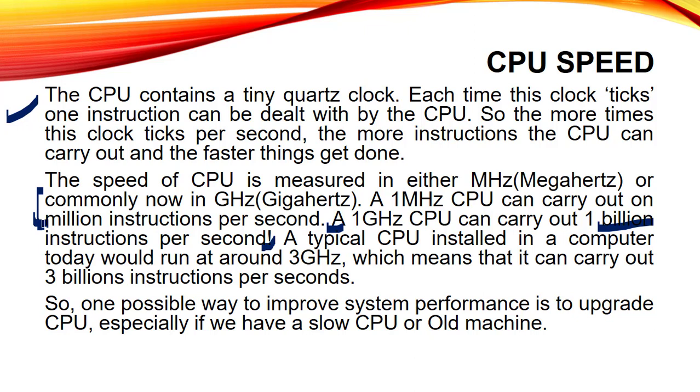So the best possible option to improve the system's performance is to change or upgrade our computer's CPU. Fine. So if your computer is not working properly, in that case you can simply try to change your CPU, the processing chip, and it can improve your system performance.